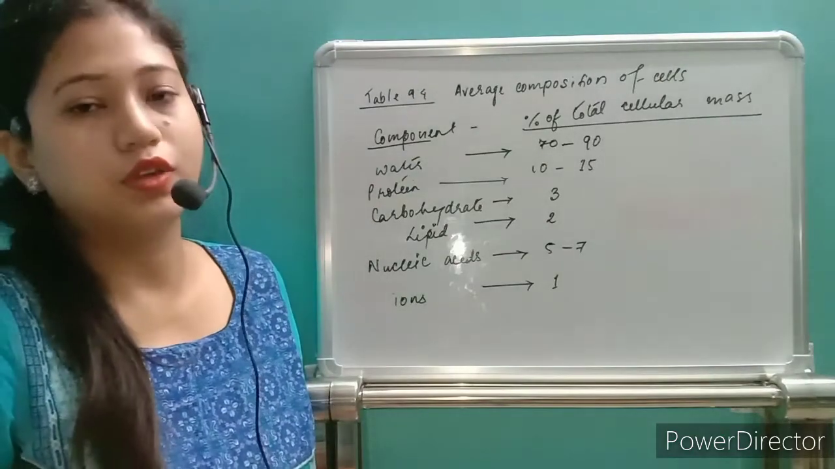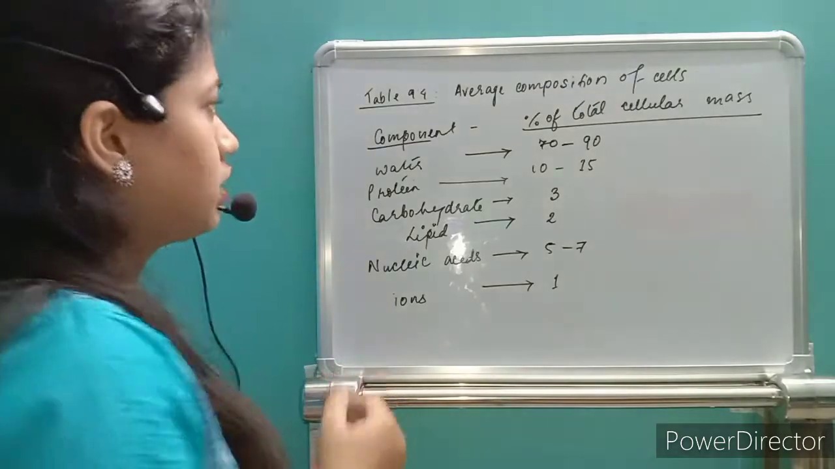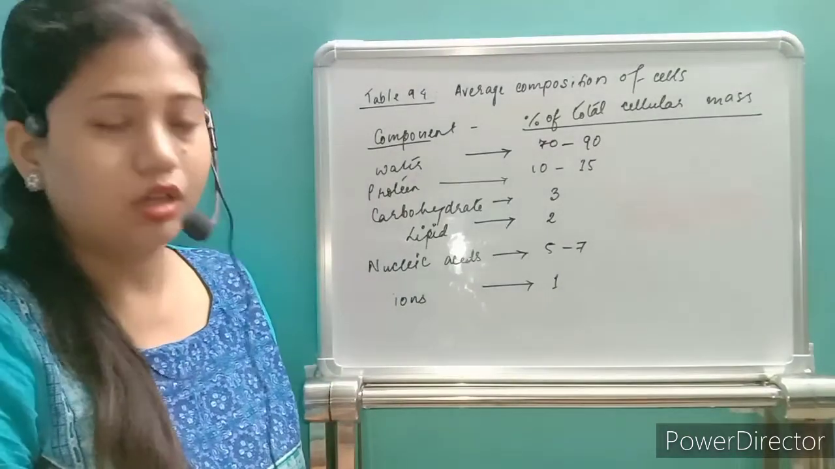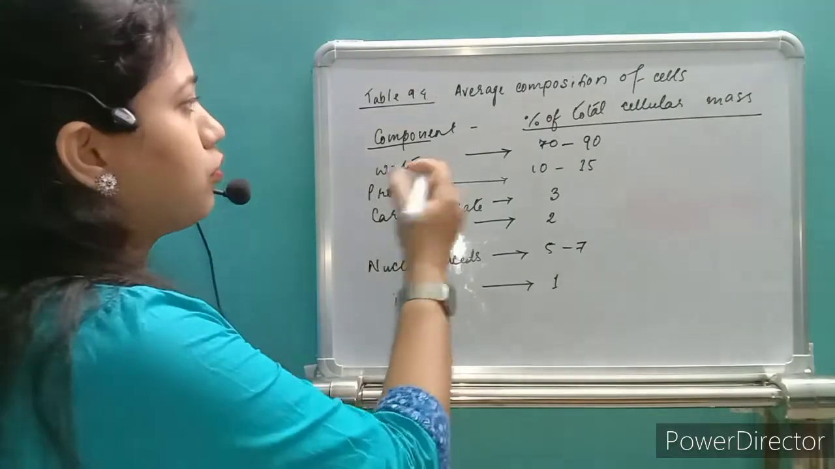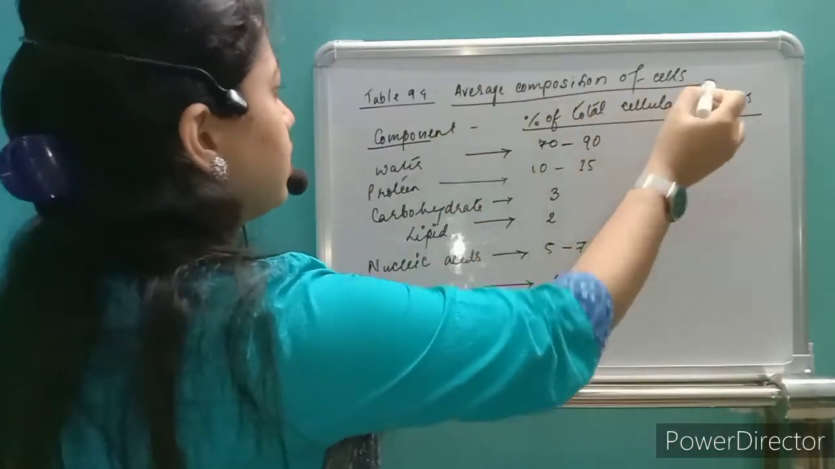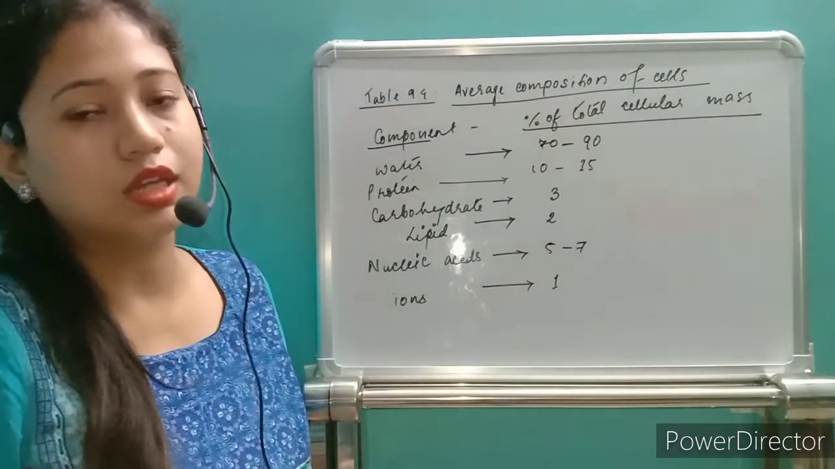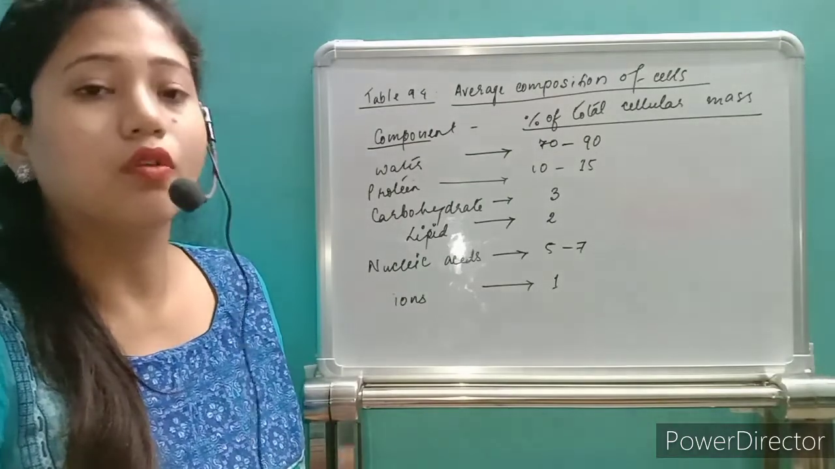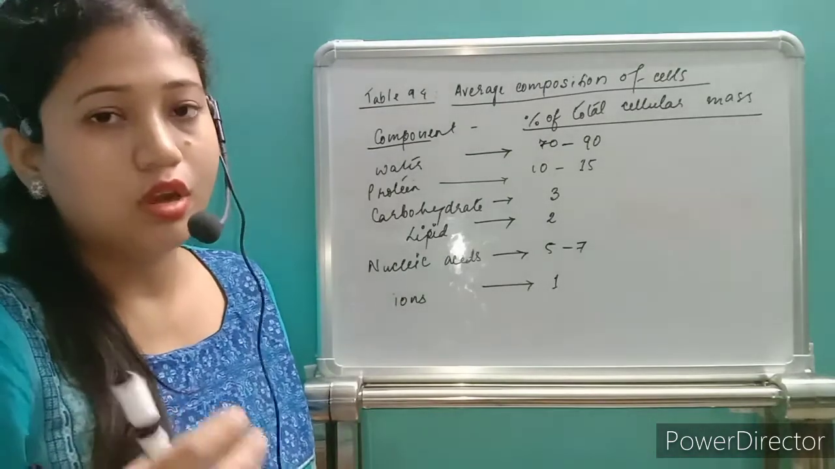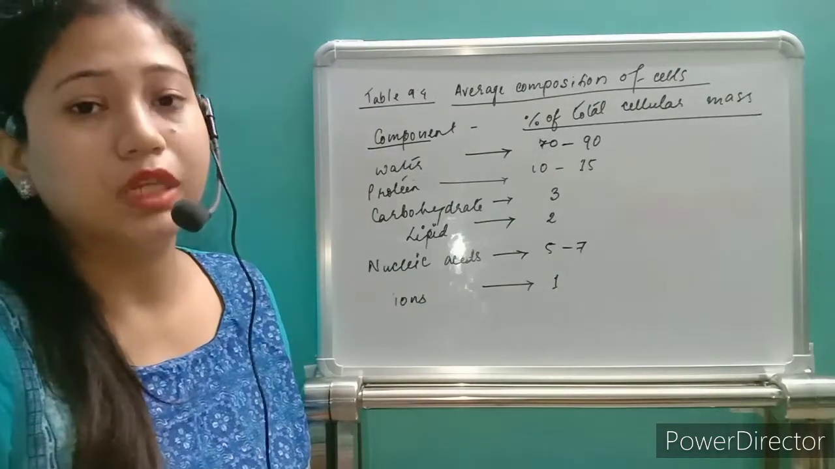Hello students, today we are going to start the next part of the chapter biomolecule. In that chapter we have one chart in the NCERT book, that is 9.4. The chart indicates the average composition of different biomolecules in a cell. So in a cell, as an average, what biomolecule is found in maximum amount and what is found in the minimum amount.